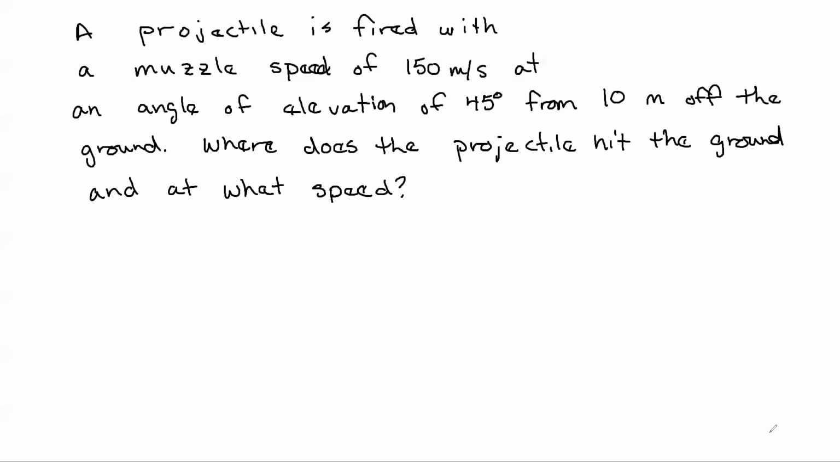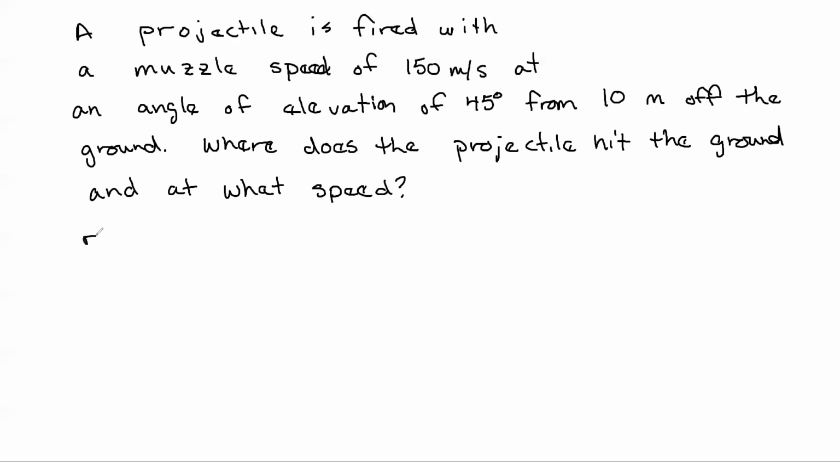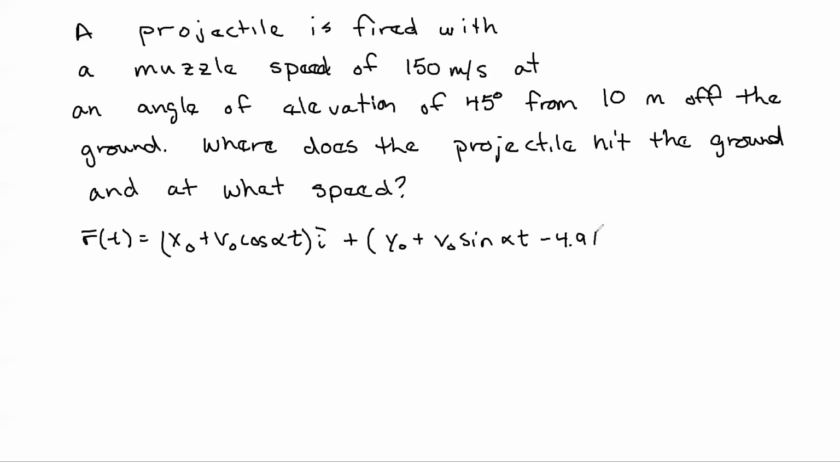Okay, so we can go ahead and just start off by grabbing our position function here. We have r of t equals x naught plus v naught cosine alpha t i, plus y naught plus v naught sine alpha t minus 4.9 t squared j.